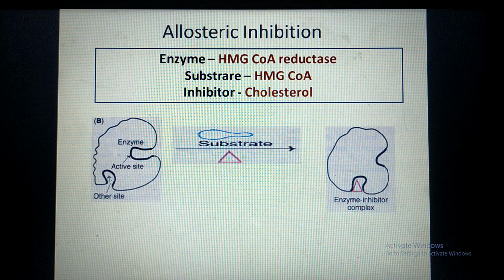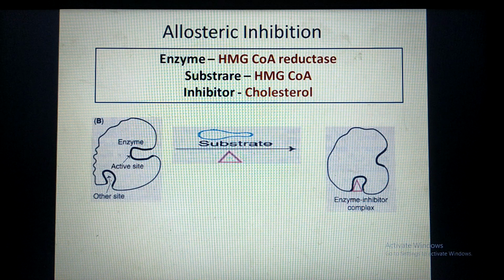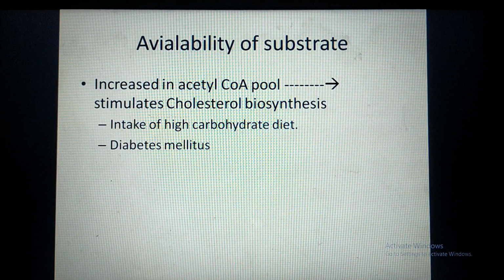Cholesterol is the end product of the pathway. So if the concentration of substrate is more, then substrate will bind at the active site and the pathway progresses. If the concentration of inhibitor cholesterol is more, then cholesterol binds at the allosteric site, brings a conformational change in the active site of the enzyme, so that the substrate will not bind at the active site and the pathway stops. The next factor which regulates the availability of substrate is the availability of the acetyl-CoA pool.